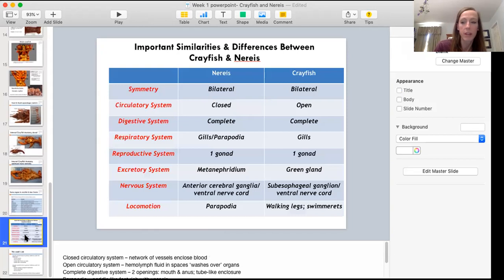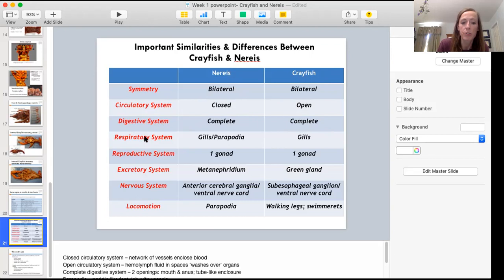All right, and so we are coming down the home stretch. The last comparison slide here is showing you different features that are similar or different in the crayfish and the Nereis. So they both have bilateral symmetry. Like I had mentioned, the circulatory system is a closed circulatory system for the Nereis and an open circulatory system for the crayfish. They both have complete digestive systems, mouth to anus. They involve the esophagus, the intestine. You also see a stomach in the crayfish.